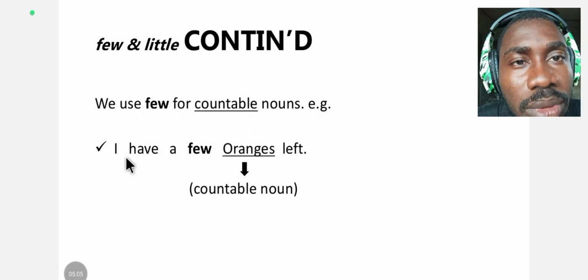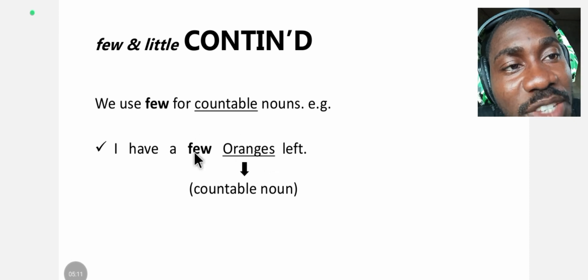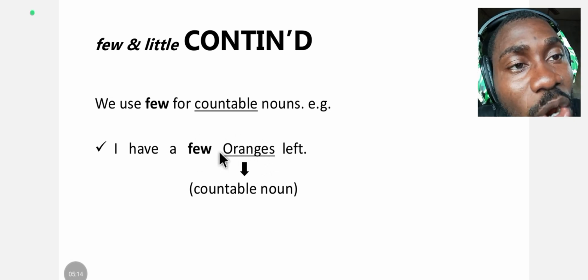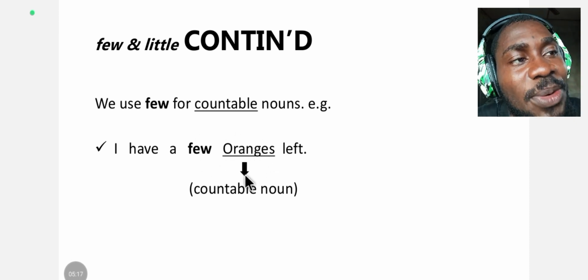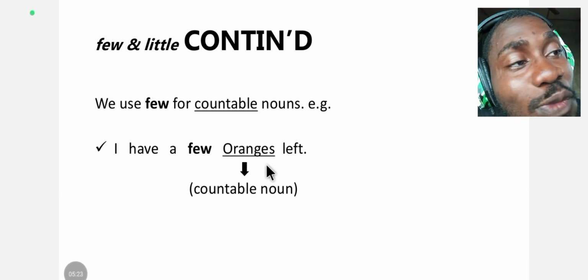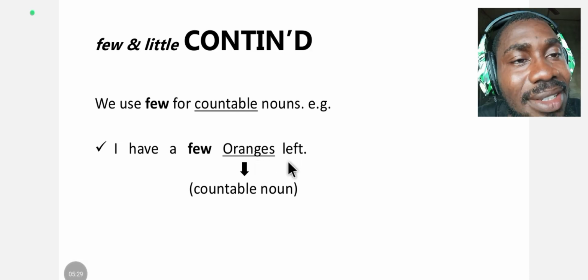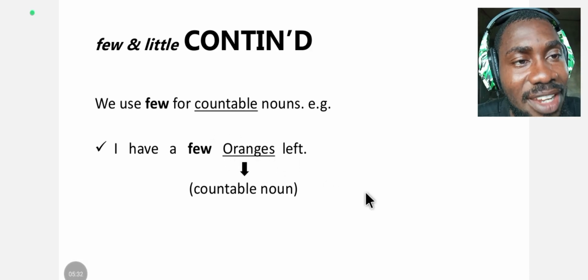For example, I have a few oranges left. You can see that the noun this few is qualifying is what? A countable noun. Orange is a countable noun. You don't use few for an uncountable noun. You can't say I have few water left. That's wrong. Only for countable nouns, few. Let's look at the next.